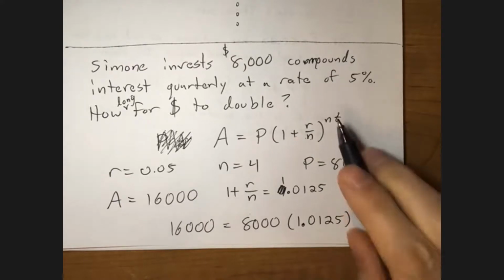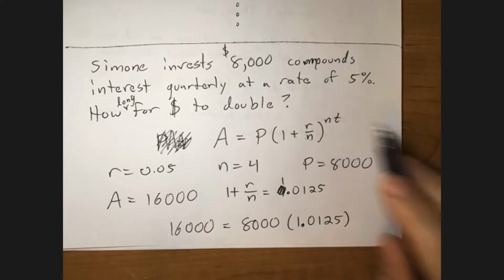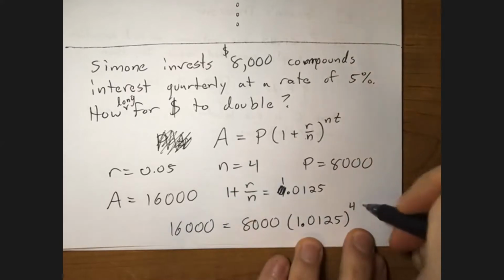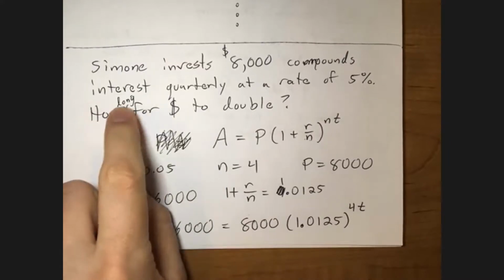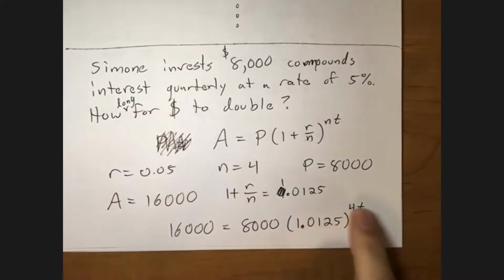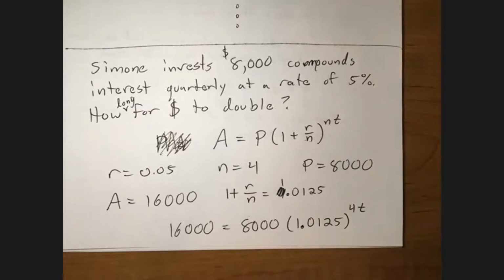And then what goes up here, it's n times t. It's 4 times t. T is the only thing we don't know, and that's what we're asking about. How long will it take for his money to double? What is t? That's how long do we have to wait? What's the time? So we just have to solve this for t. Okay?